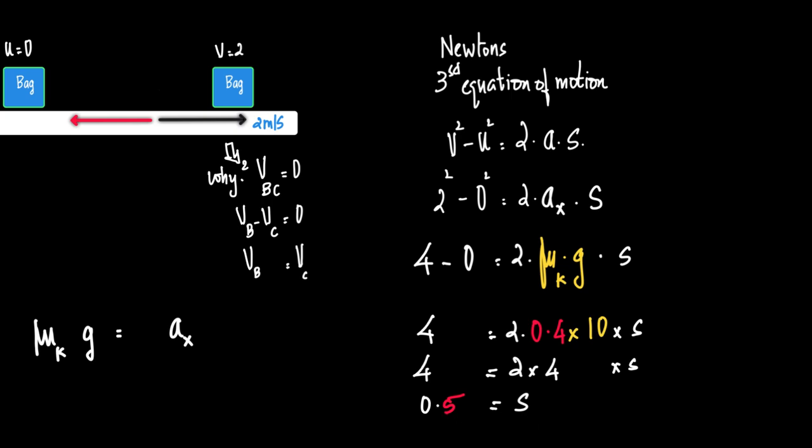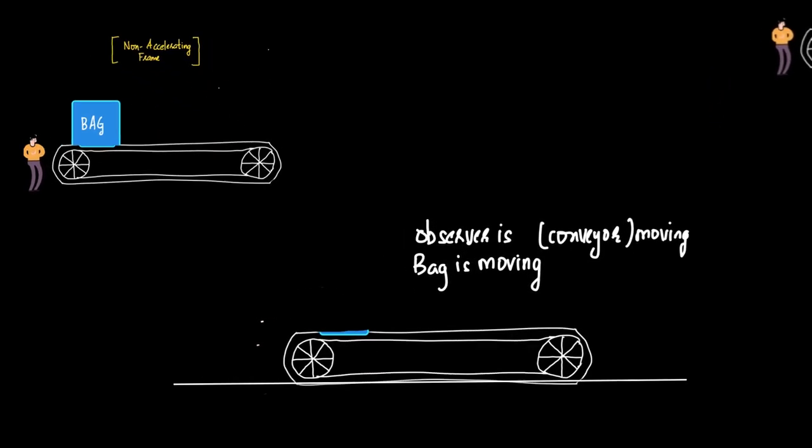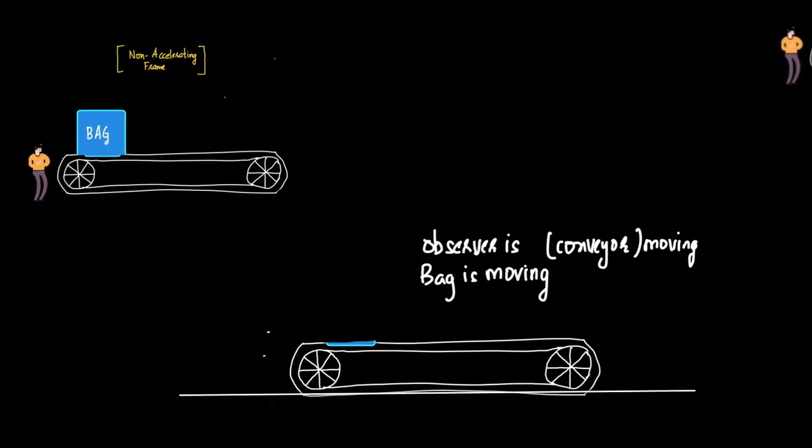Okay. Now what we'll see is, so far we discussed the non-accelerating frame, and this time we'll see the case where the observer is also standing on the conveyor belt, but I think I'll do it as a separate one.